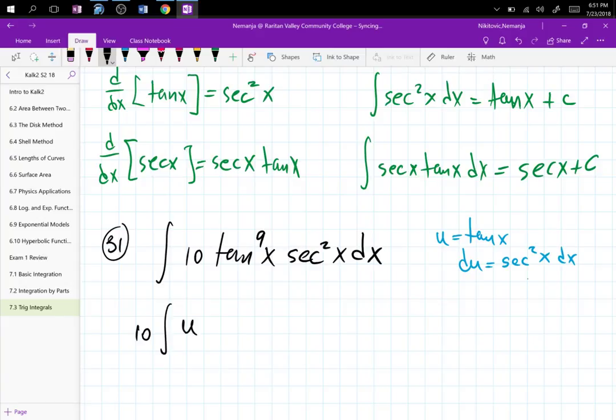We have the integral of u to the 9 du. That's it. The whole thing collapsed into u to the 9 only. Again, your function is tangent, so tangent to the 9 is u to the 9. And then the derivative of tangent is secant squared. You do have secant squared, and you just replace it now. So now this is going to be u to the 10 over 10, and 10 and 10 will cancel, so it's just u to the 10 plus c, which is tangent to the 10 x plus c. And that will be the answer.